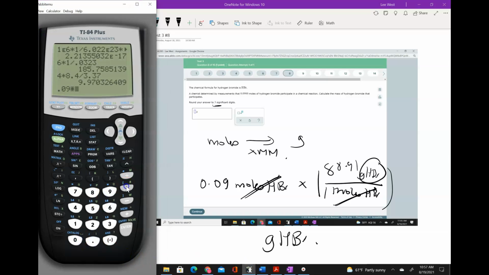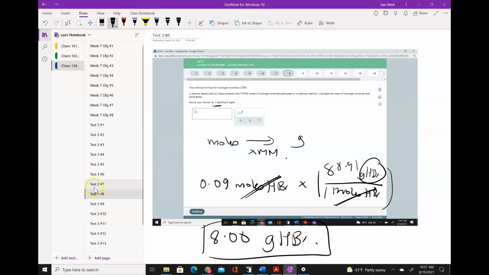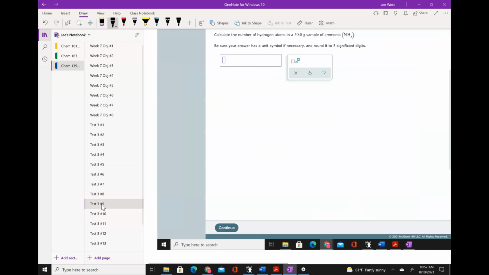0.09 times 80.91, and so we got 8.00 grams. A nice round number. Okay, 3 significant figures, everything is good. Remember, trailing zeros count if the number has a decimal point. All right, that's good. We're good.